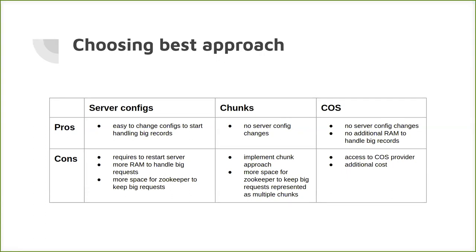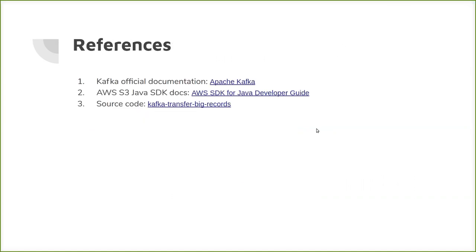There is an even cleverer way: combining all three approaches. It's not a big deal to introduce some variables and set some thresholds. For example, if the record is less than 1 megabyte, then nothing is needed. If it is greater than 1 megabyte and up to, let's say, 100 megabytes, we can use the chunked approach. If it's bigger than, say, 100 megabytes, then use the COS approach. Well, actually, that's it.